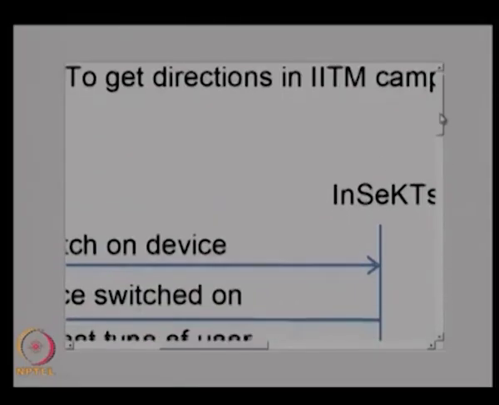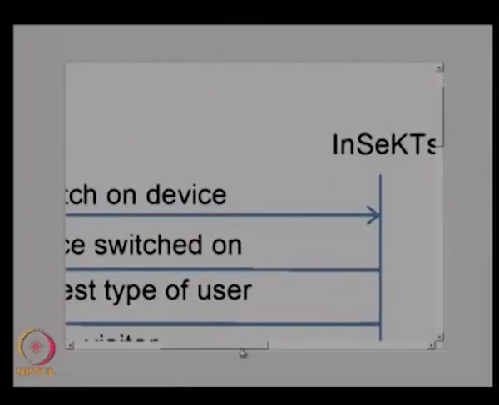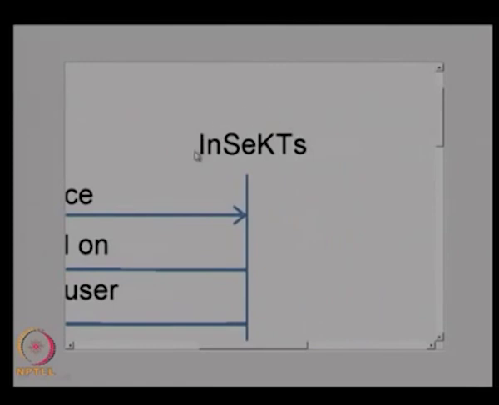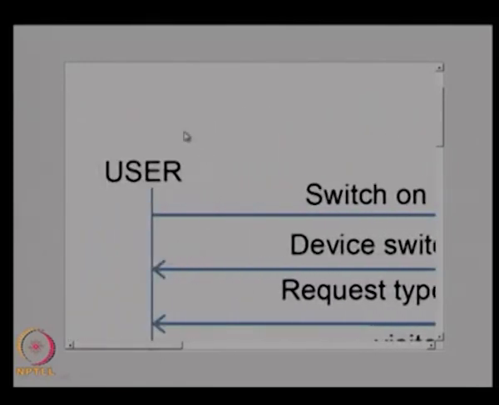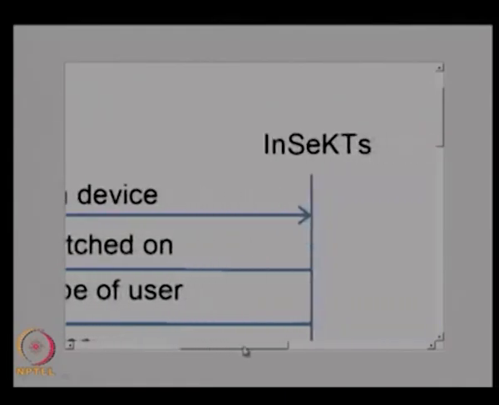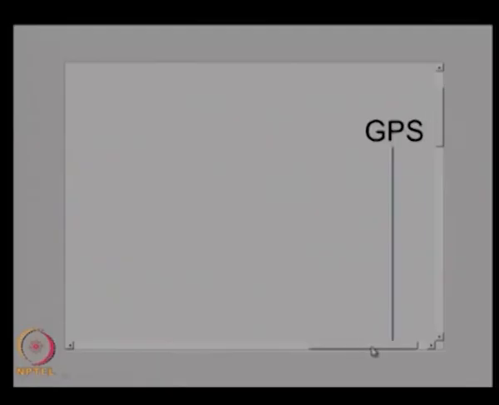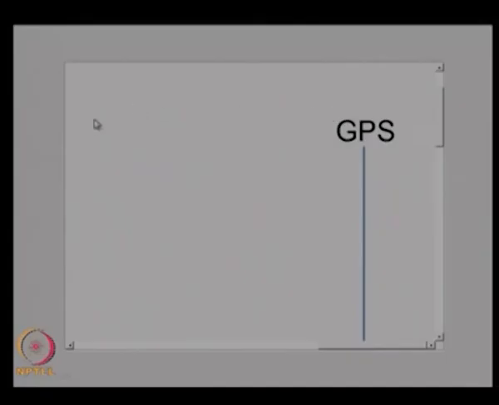So we can identify the insect as the main system here. So this is the main system, insect, and then we have the user here. The user is the one who actually interacts with the system, and then, depending on the situation, we will be having an additional external facility also, like a GPS. It is an external system which will be interacting with the insect. So these are the three entities in this particular scenario.